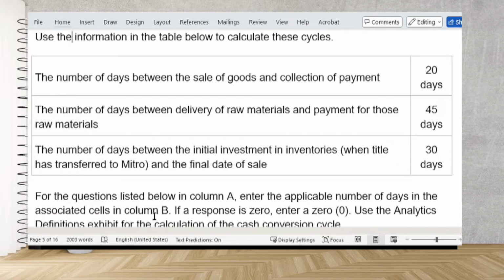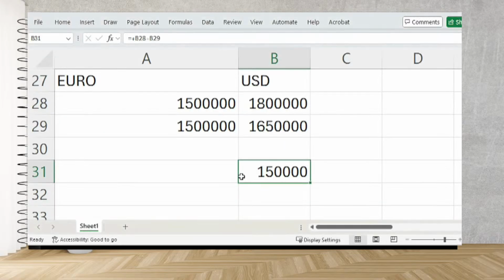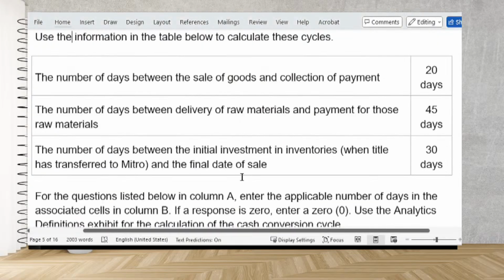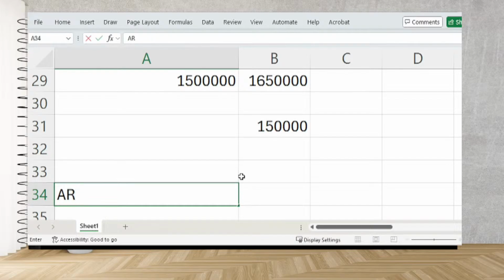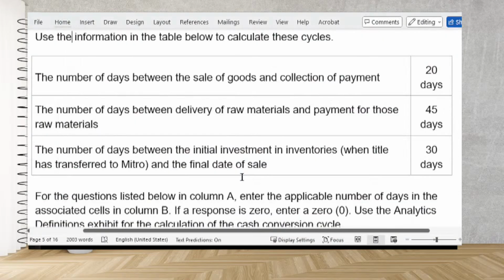Operating cycle. Operating cycle is basically debtors turnover and inventory turnover. This is the operating cycle, and if I reduce the payable turnover, then this will become the cash conversion cycle. Okay, so if you see, first one is sale of goods and collection of the payment. This is basically the debtors turnover. Okay, so AR days, which is 20.